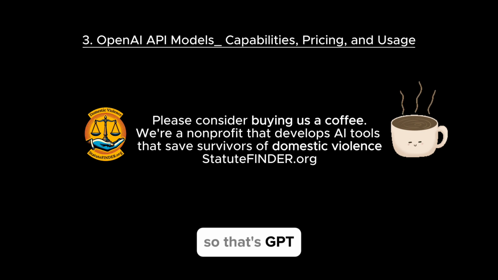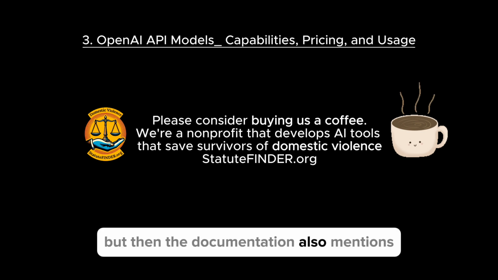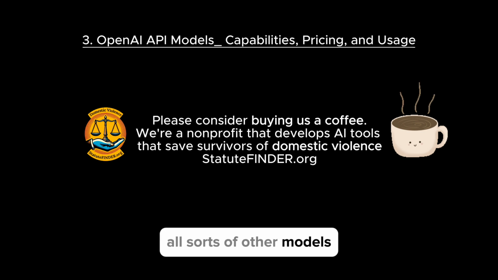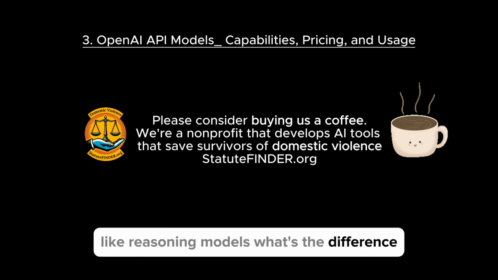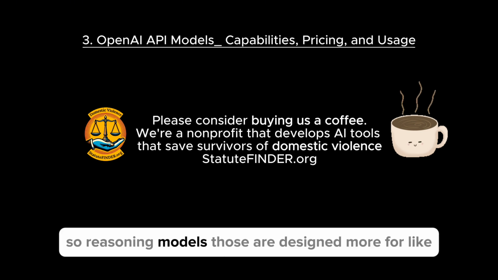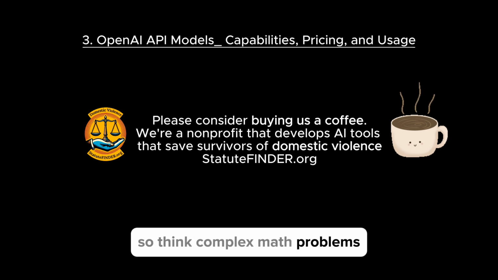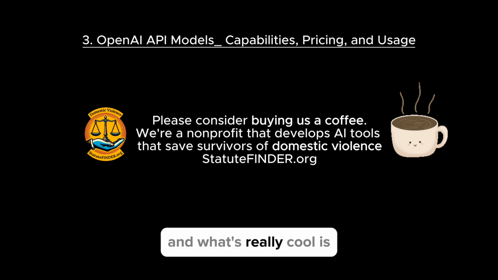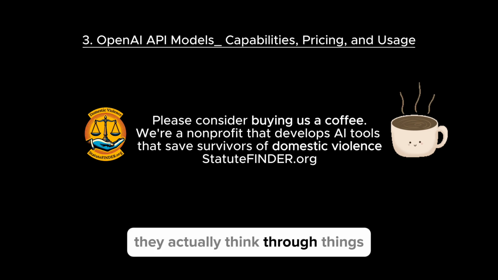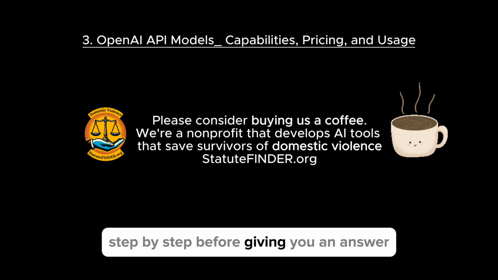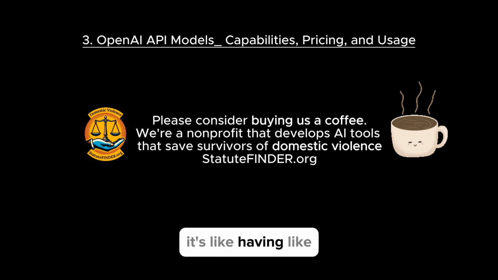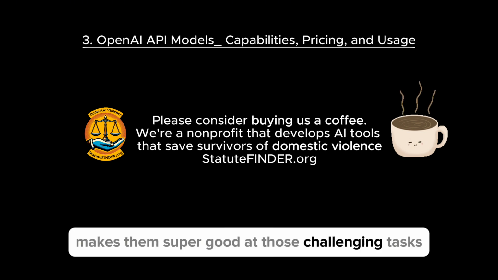Okay, so that's GPT. But then the documentation also mentions all sorts of other models, like reasoning models. What's the difference? So reasoning models are designed more for logic and problem solving. Think complex math problems, writing code, that sort of thing. And what's really cool is they actually think through things step by step before giving you an answer. So it's like having a mini Sherlock Holmes in your code. Exactly. Makes them super good at those challenging tasks.